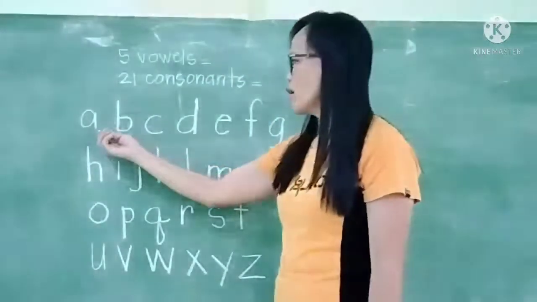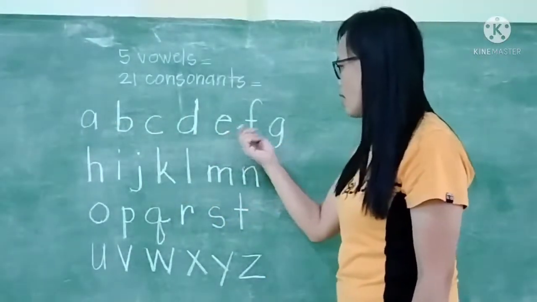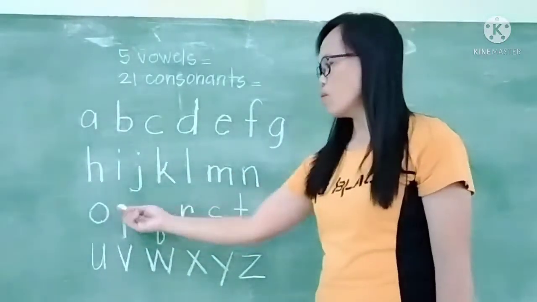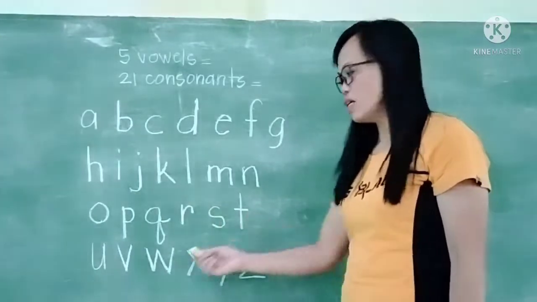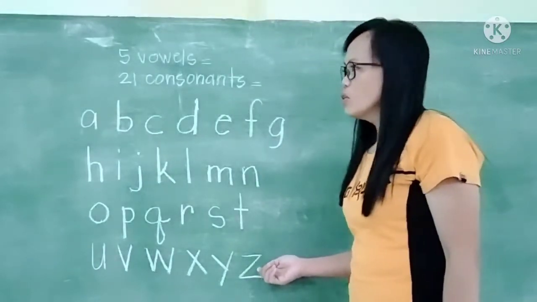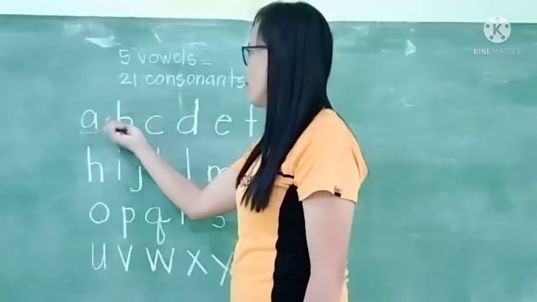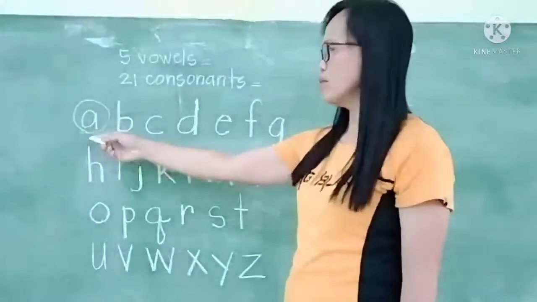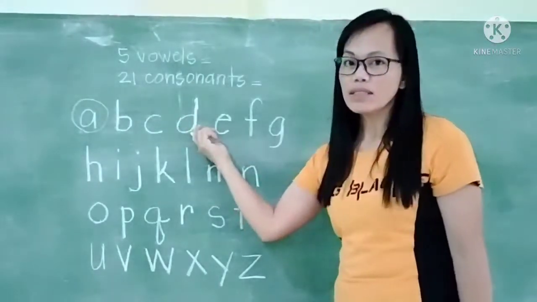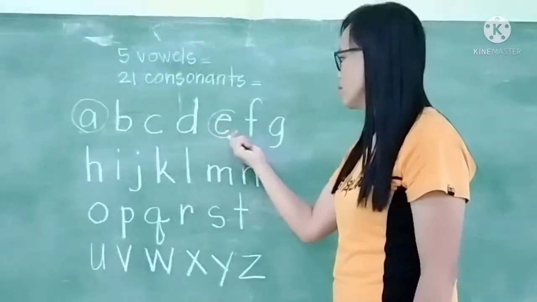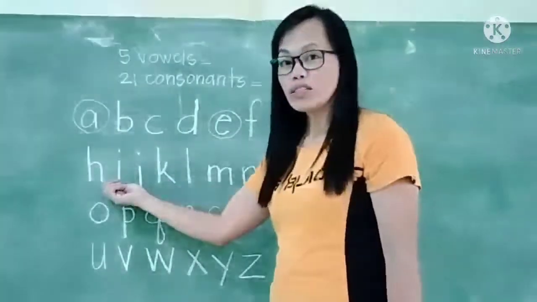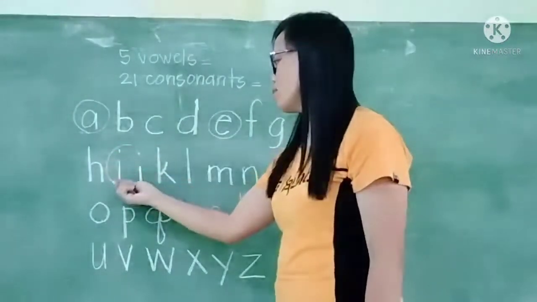So in this we have A, B, C, D, E, F, G, H, I, J, K, L, M, N, O, P, Q, R, S, T, U, V, W, X, Y, and Z. So A is a vowel. This is the first vowel. B is a consonant. C, consonant. D is a consonant. E is a vowel. F is a consonant. G is a consonant. H is a consonant. I is a vowel.